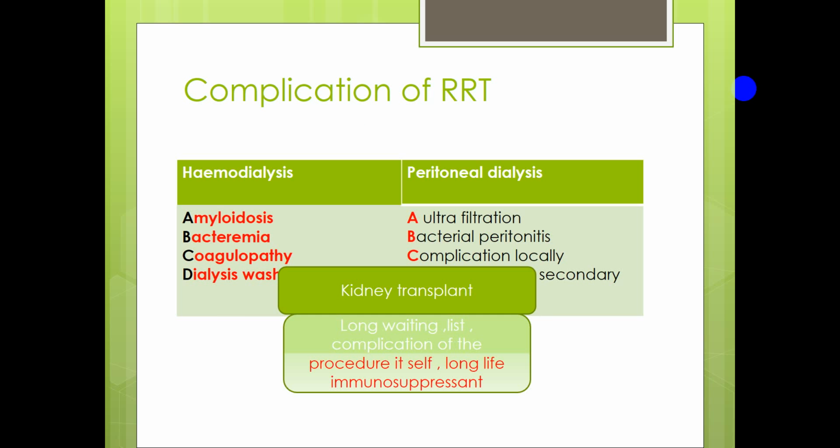What are the complications of renal replacement therapy? In case of hemodialysis, the most common complications are ABCD: amyloidosis, bacteremia, coagulopathy, and dialysis washout. The most common complications in peritoneal dialysis are ultrafiltration problems, bacterial peritonitis, local complications, and secondary diabetes mellitus. What are the complications of kidney transplant? Acute and chronic rejection, long waiting list, complications of the procedure itself, and lifelong immunosuppressants.